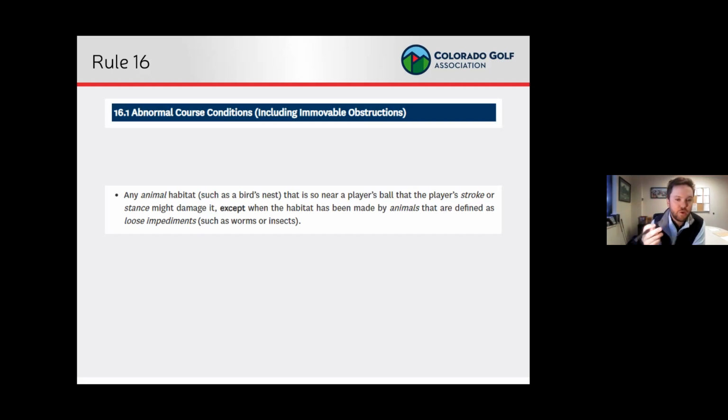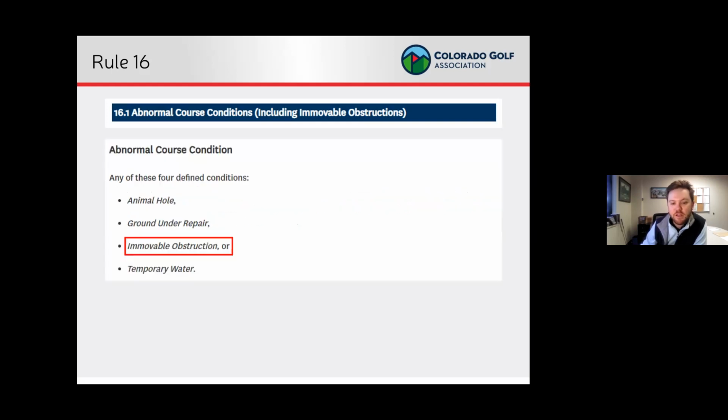A habitat or whatever, that's also a loose impediment. So a worm cast or anything, I don't know where worms live, up in the ground. Those are loose impediments. They're not ground under repair, even if it's their habitat. And then it goes on to say some more, we're not going to get into that, but really wanted to focus on that last part right here about the loose impediments.